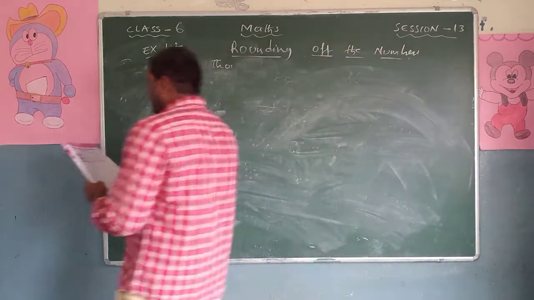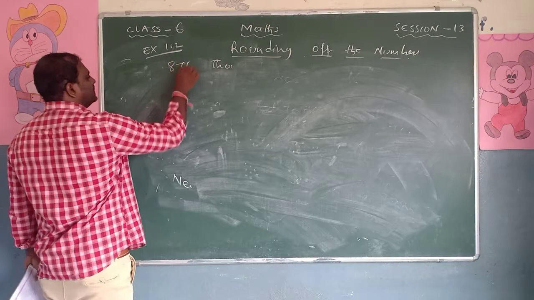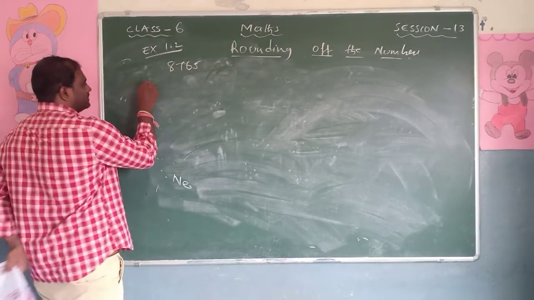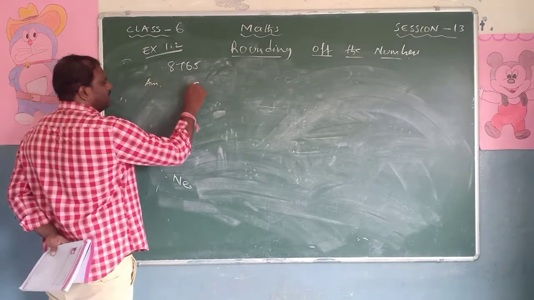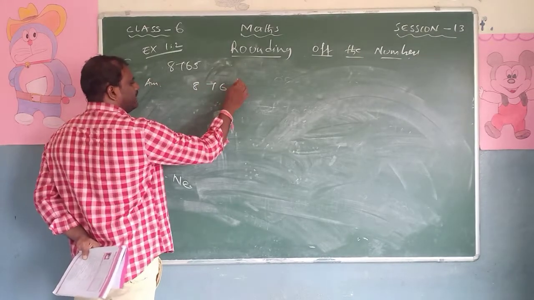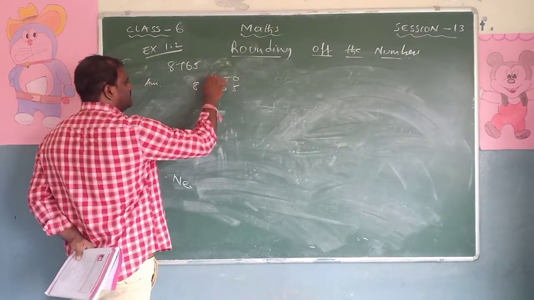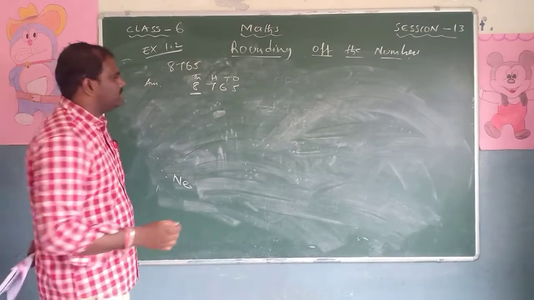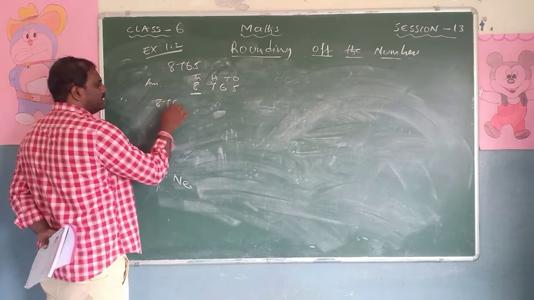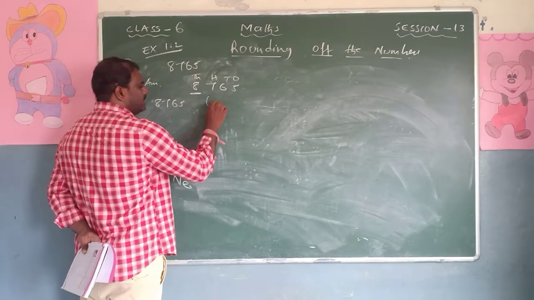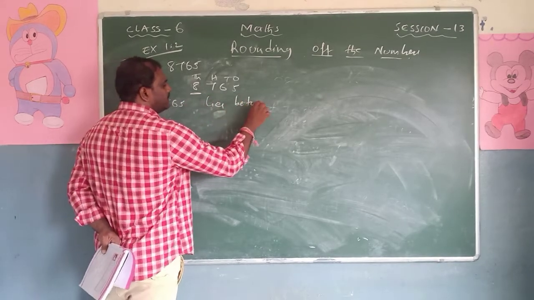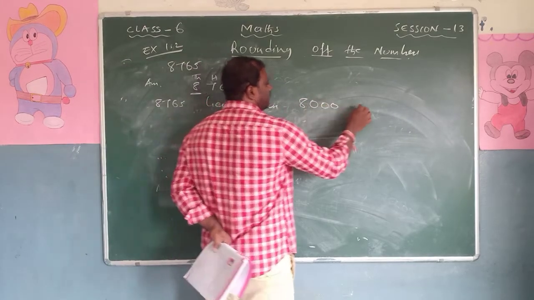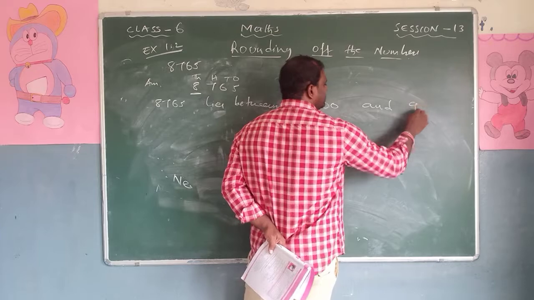The next one is 8,765. Right? So nearest to thousands. Same method. Ones, tens, hundreds, thousands. How many thousands are there? 8,765 lies between what? 8,000 and what is this next number?